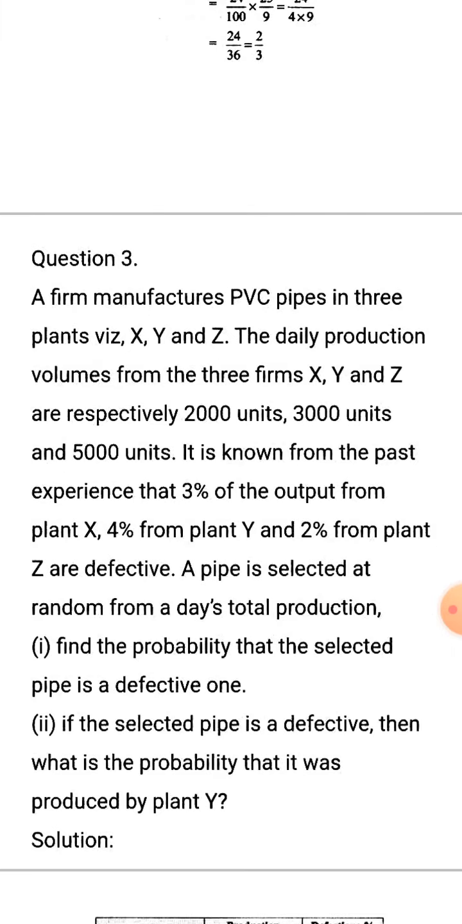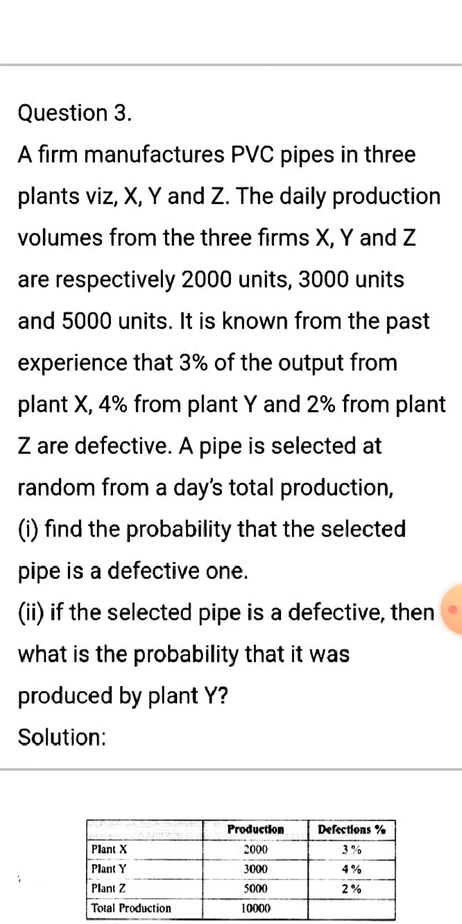Okay, look at the third sum. A firm manufactures PVC pipes in three plants X, Y, Z. The daily production volumes from the three plants X, Y, Z are respectively 200 units, 300 units, 500 units. It is shown from past experience that 3% of the output from plant X, 4% from plant Y, 2% from plant Z are defective.